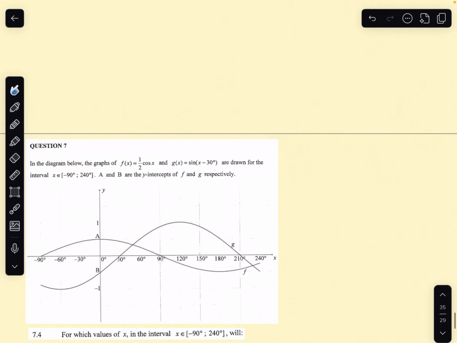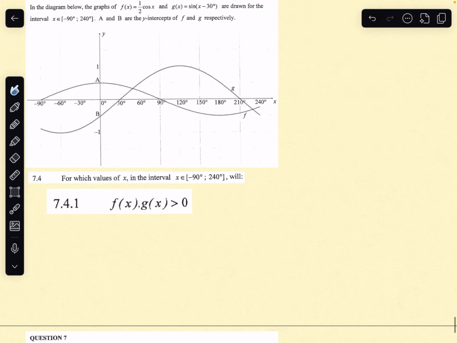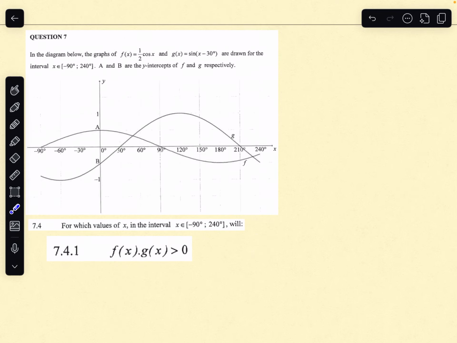Anyway, so next question. For which values of x in the interval -90 until 240 will f of x times g of x be greater than 0? So we're either looking at cases where both functions are outputting positive values or both functions are outputting negative values.